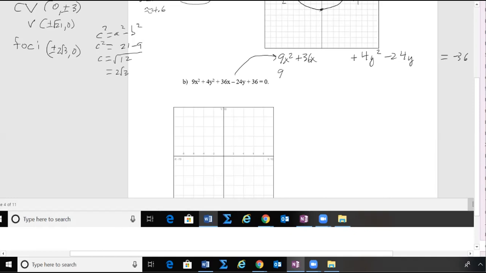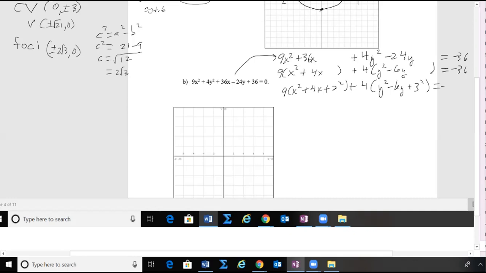So this is what I would suggest. Take out that 9, this will be a 4x, and leave extra room in here. And take out this 4 here, and I'll leave some room there. Now I'm going to complete the square. Take half of that 4, make it a 2, and add it after I square it. So this will be 9 times x squared plus 4x plus 2 squared, and 4 times y squared minus 6y plus 3 squared.